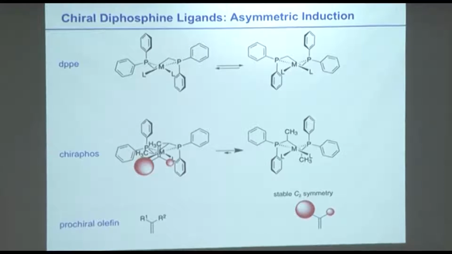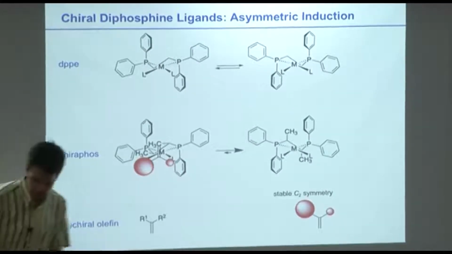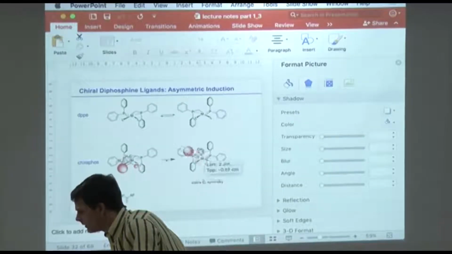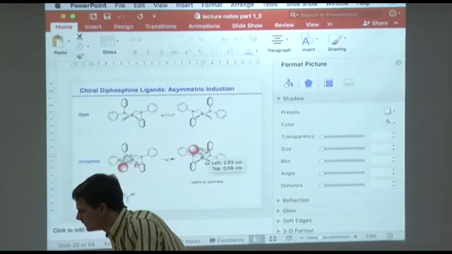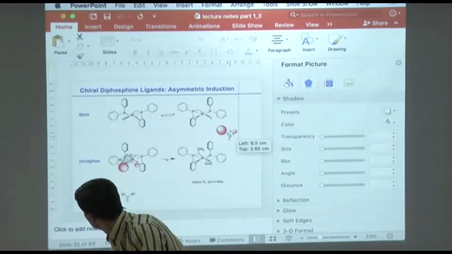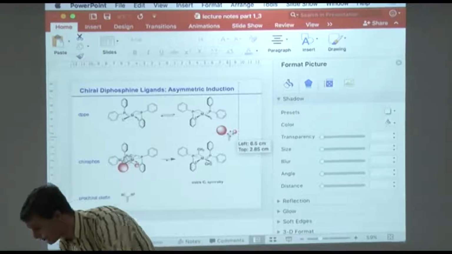So now imagine an olefin or a ketone coordinating to that ruthenium center. It can only coordinate one way. Not sure I can do this. So if I coordinate the metal this way, the olefin, so that's my olefin with a bulky and a less bulky. Can you see it, or am I sitting in front of you?